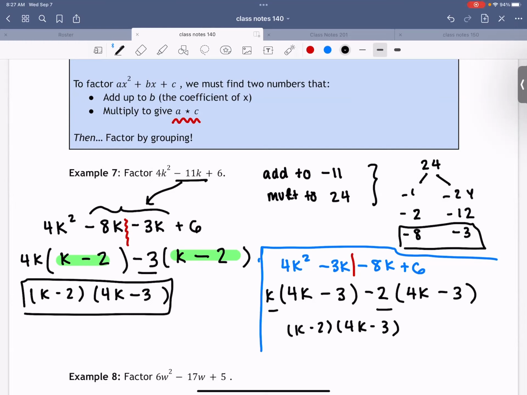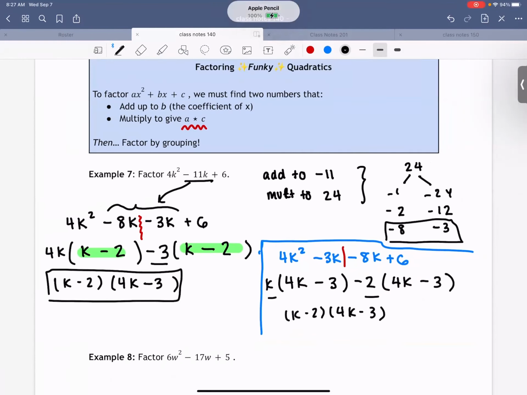Okay. Any questions on example 7? Nice. Example 8 is very similar to example 7. So I'm going to give you a few moments to work on this, and I will be around to take a look at your answers.